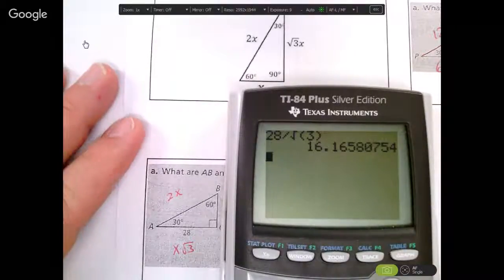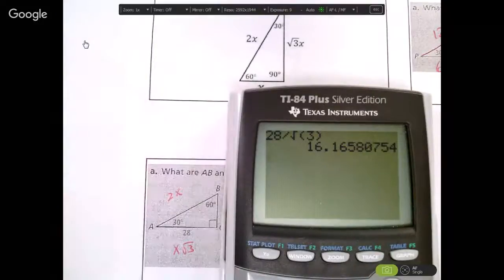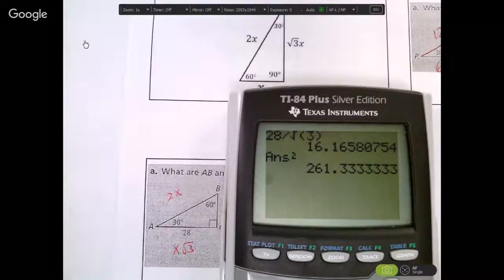Now, it gives me this crazy ugly decimal, and this is a trick that I showed quite a few of us. What should we do to this number? We should square it and put it back into the box. There we go. Now it's 260 over 3, repeating, and if I wanted to, I could hit math fraction and get it as a fraction.